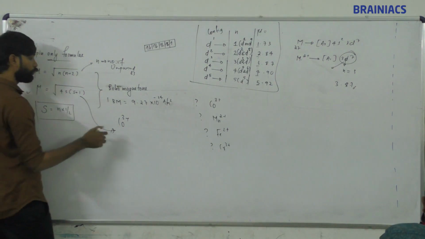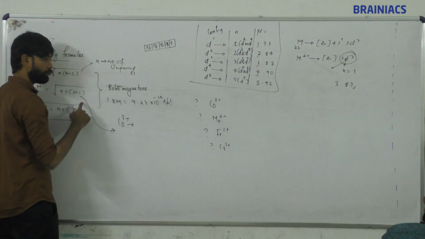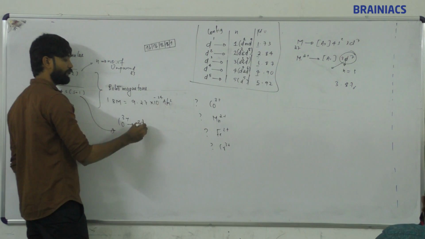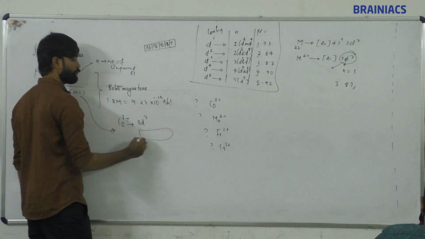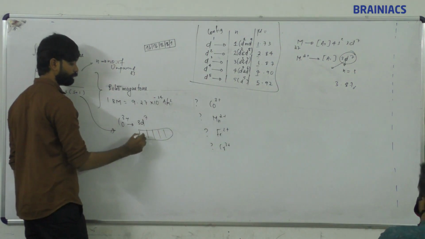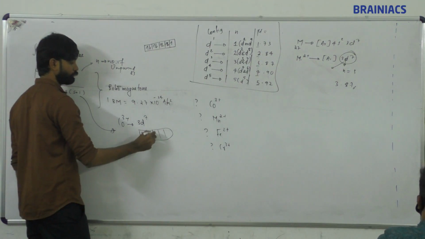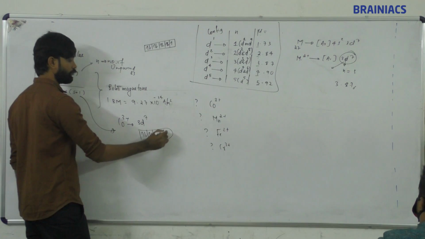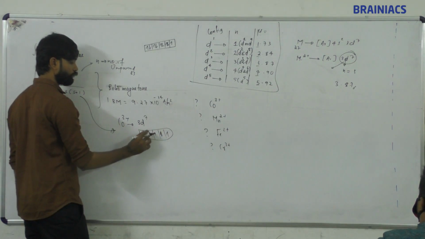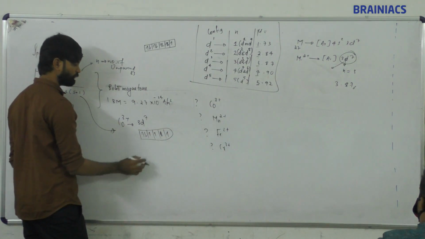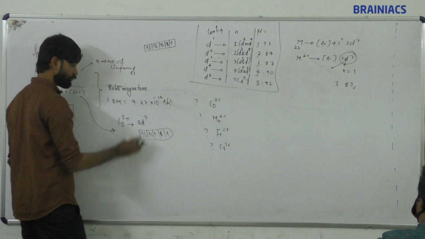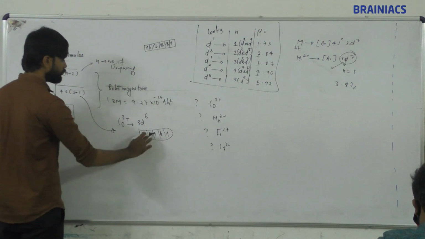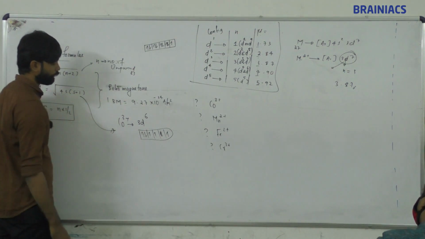And how can we do a problem using this equation? If I have Co3+, that means 3d7. Sorry, this is 3d6. Okay, 3d6.